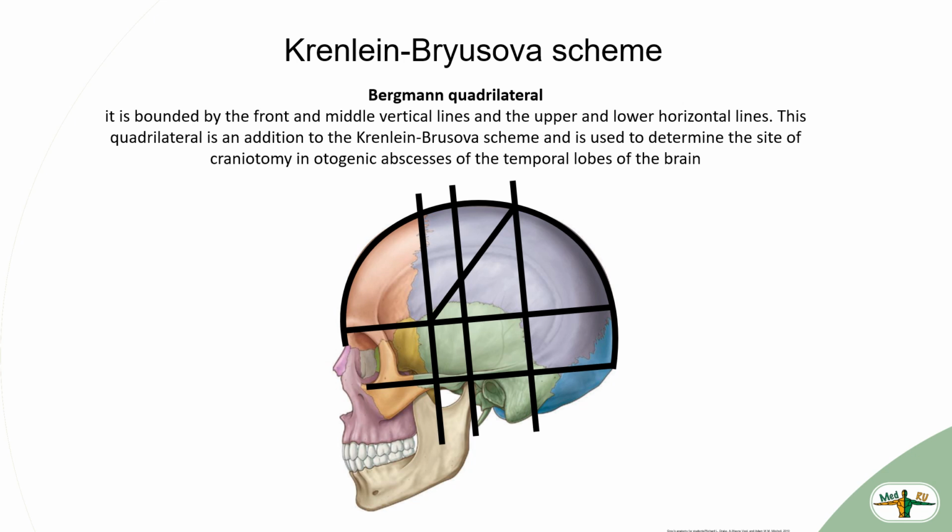Bergman quadrilateral is bounded by the front and middle vertical lines, and the upper and lower horizontal lines. This quadrilateral is an addition to the Kronlein-Bryusova scheme, and is used to determine the site of craniotomy in otogenic abscesses of the temporal lobes of the brain.